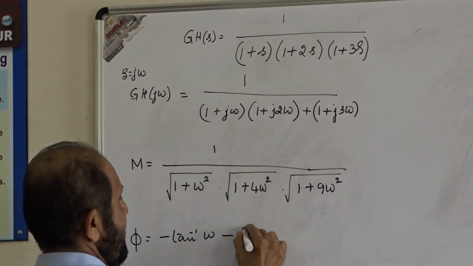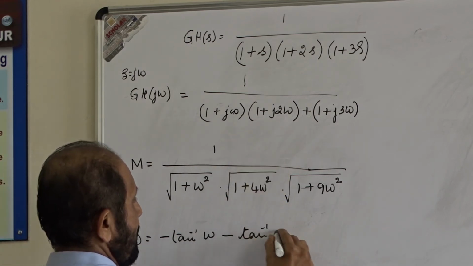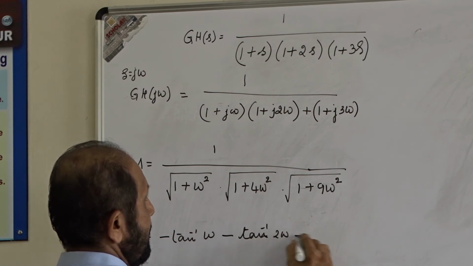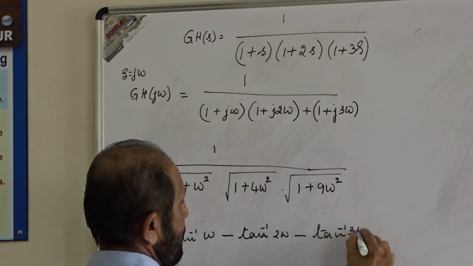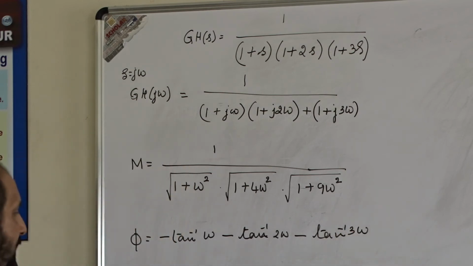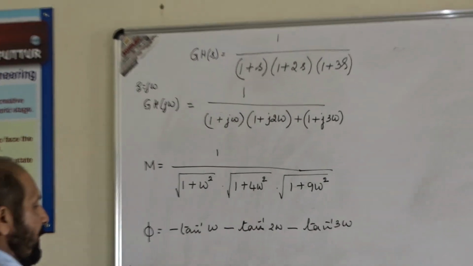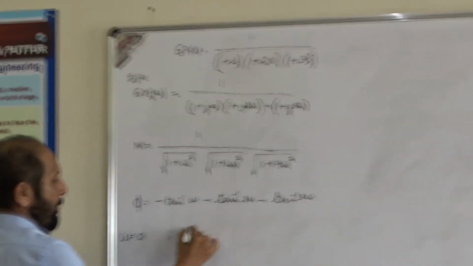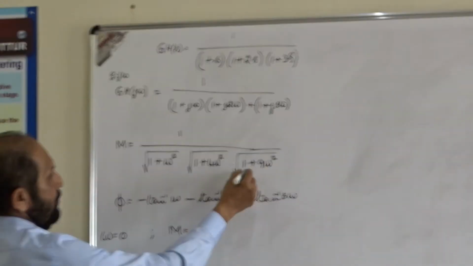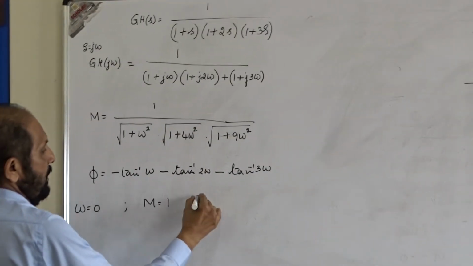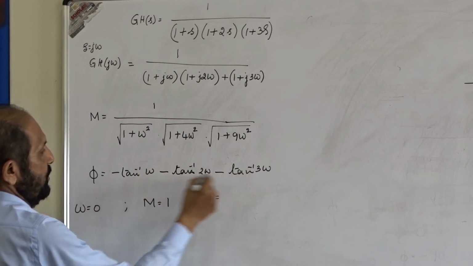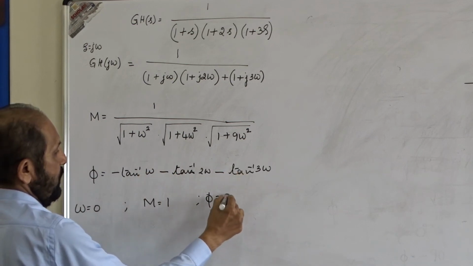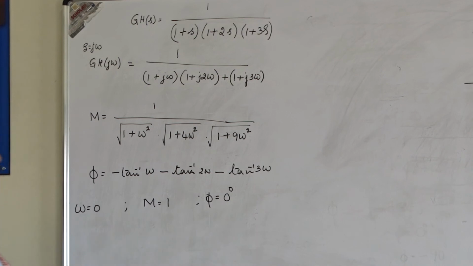Angle of this minus angle of this, tan inverse of 2 omega, minus angle of this, tan inverse of 3 omega. Now let us find the starting point. When omega equal to 0, magnitude, so when you substitute omega equal to 0, this becomes 1. And phase angle will be equal to this expression. When omega equal to 0, you substitute here, it will be equal to 0 degree. Tan inverse of 0 is 0.